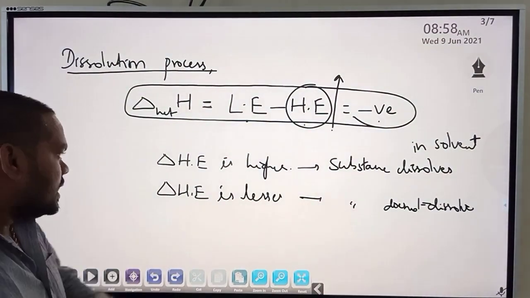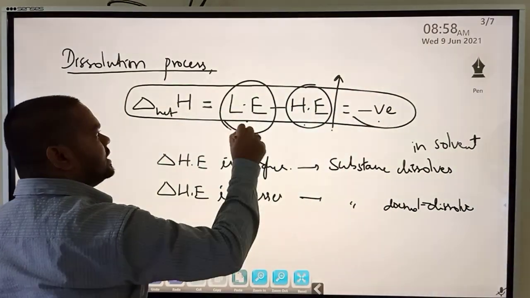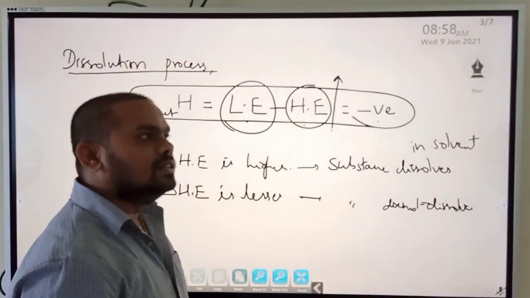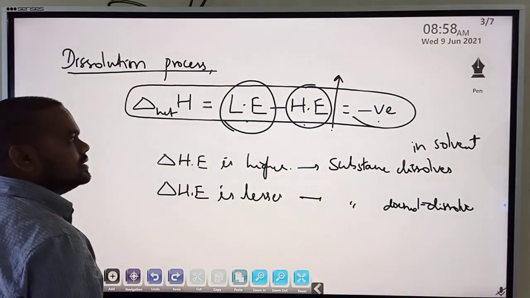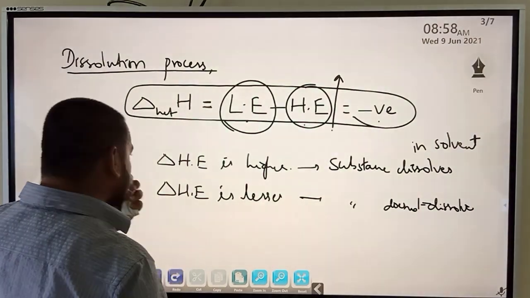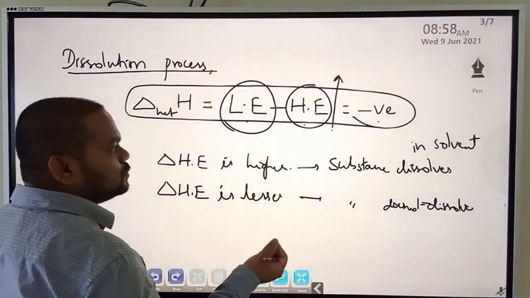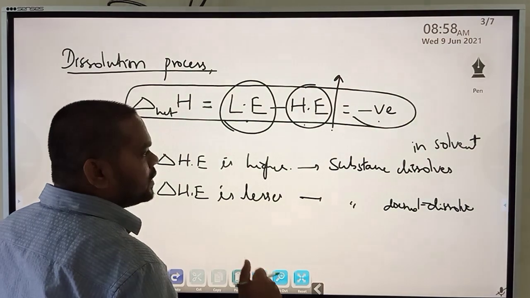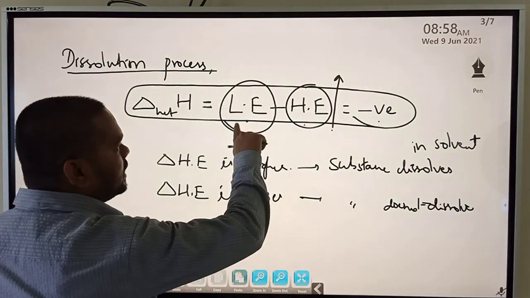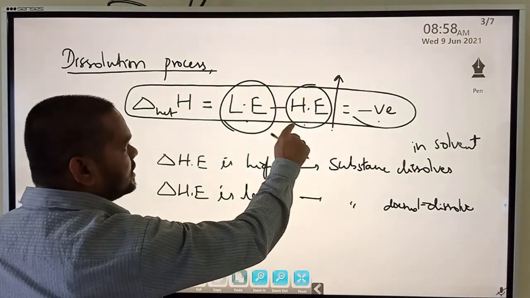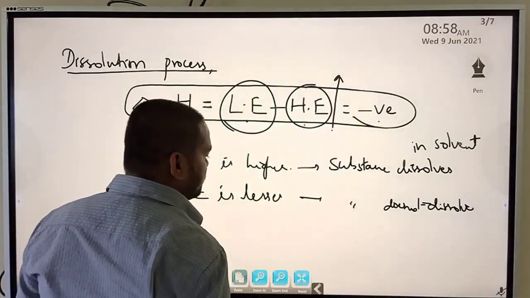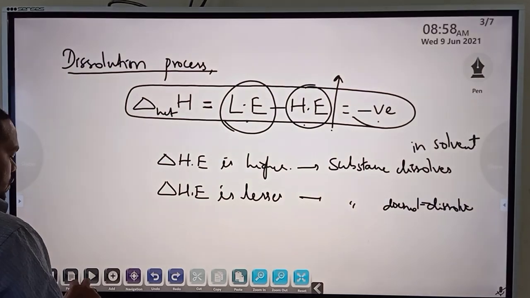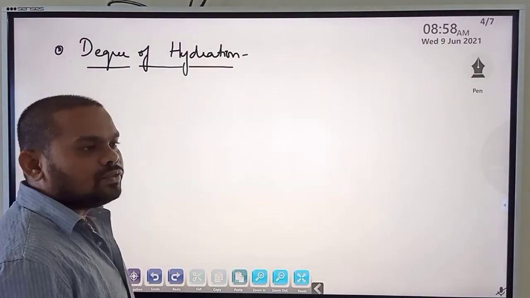Now, regarding the lattice energy, we will have a detailed study in the chapter solid state. Okay, in the solid state chapter we will study lattice energy clearly again. Right now, what we need to understand is whether a substance is able to dissolve or not. On what factor will we decide? We will decide on the factor of lattice energy and hydration energy, and the net result of these should be negative. Okay. Moving on, degree of hydration.